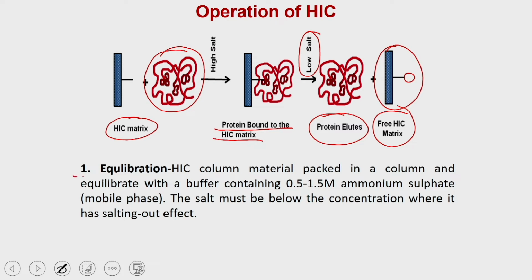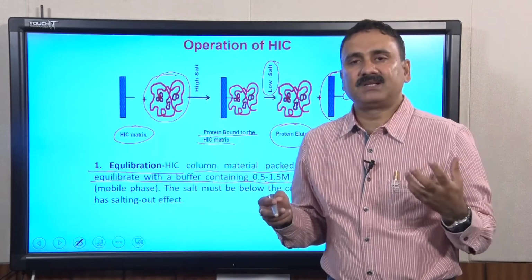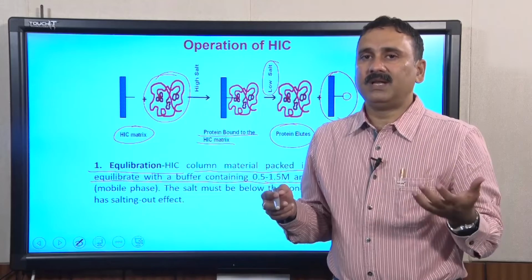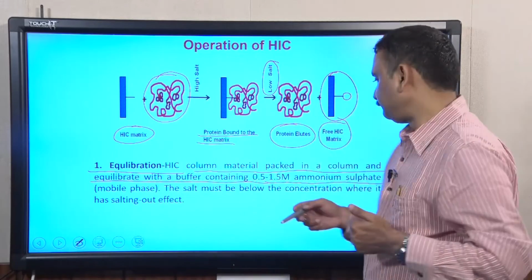So, the operation of HIC has multiple steps. In the first step, you are going to do an equilibration. The HIC column matrix is packed in a column and equilibrated with a buffer containing 0.5 to 1.5 molar ammonium sulphate. You can use any salt, but people always prefer to use ammonium sulphate because the ionic strength of ammonium sulphate is very high compared to NaCl or KCl, which people use for other applications.